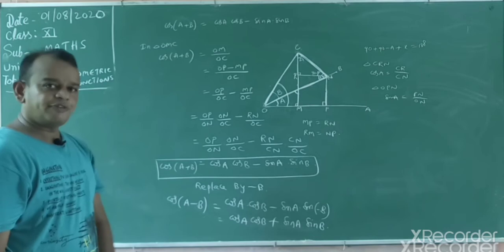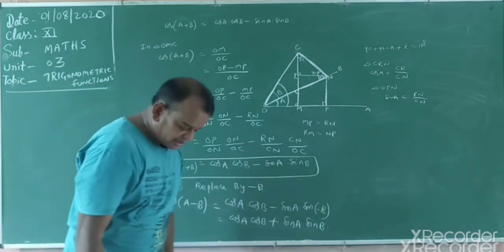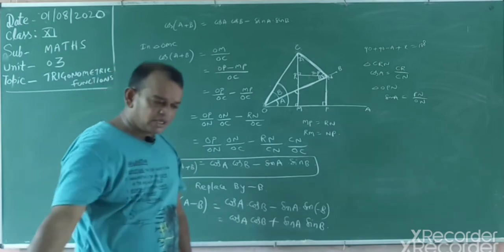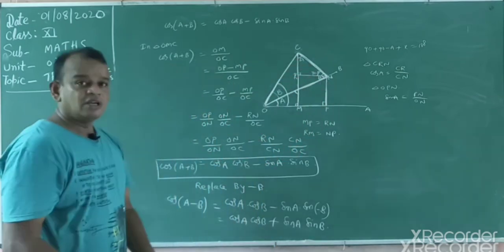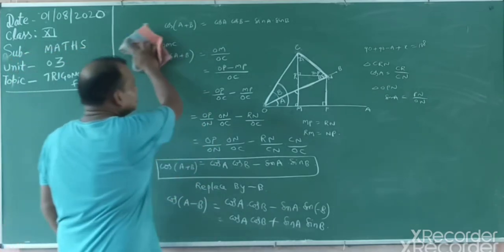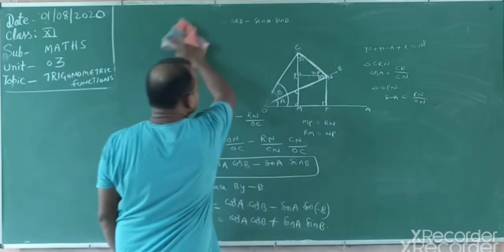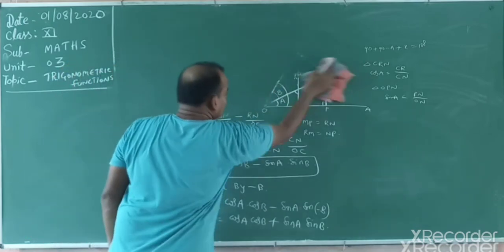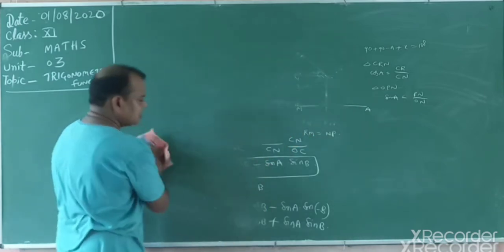Simple. How many formulas have we learned? Four formulas are completed: sin of A plus B, sin of A minus B, cos of A plus B, and cos of A minus B. Now write down the formulas one by one. After that, we will go to the next one.